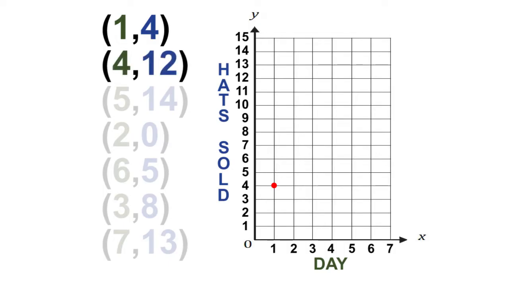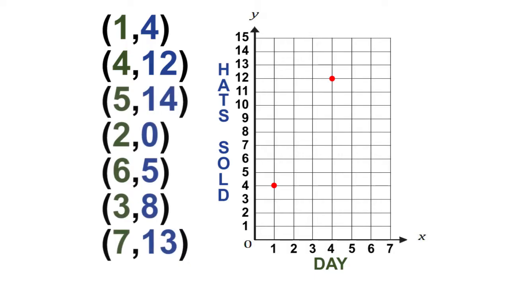Let's plot the next point, (4, 12). This means that on day 4 of his grand opening, he sold 12 hats. To plot this point, begin at the origin and go out 4 vertical lines along the x-axis. Next, move up 12 horizontal lines along the y-axis. Continue plotting the other 5 points.